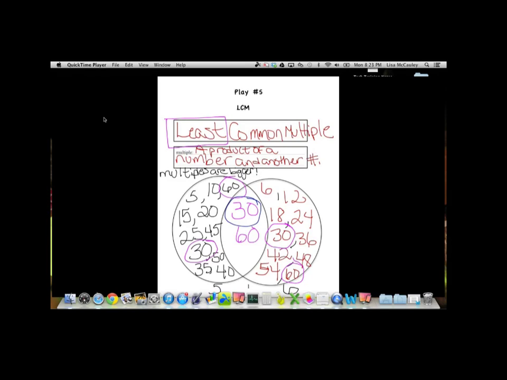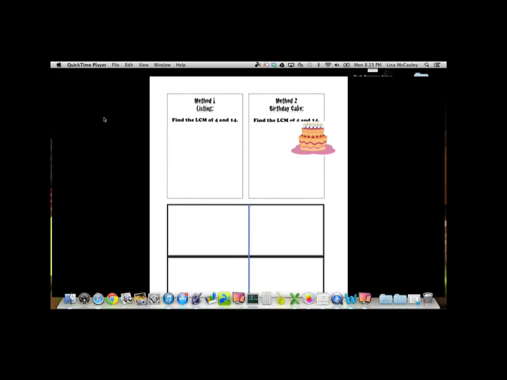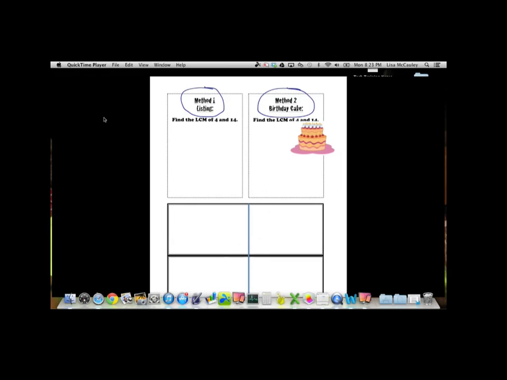Let's go to the next page. Now, just like the GCF, we have two ways to find it. We can do the listing way, which is this way here. Or we can use our birthday cake method. I'm sure you can guess that I like the birthday cake method a lot, but let's go with both ways just to see. We want to find the LCM of 4 and 14. So let's make a little chart with 4 and 14 and list our multiples.